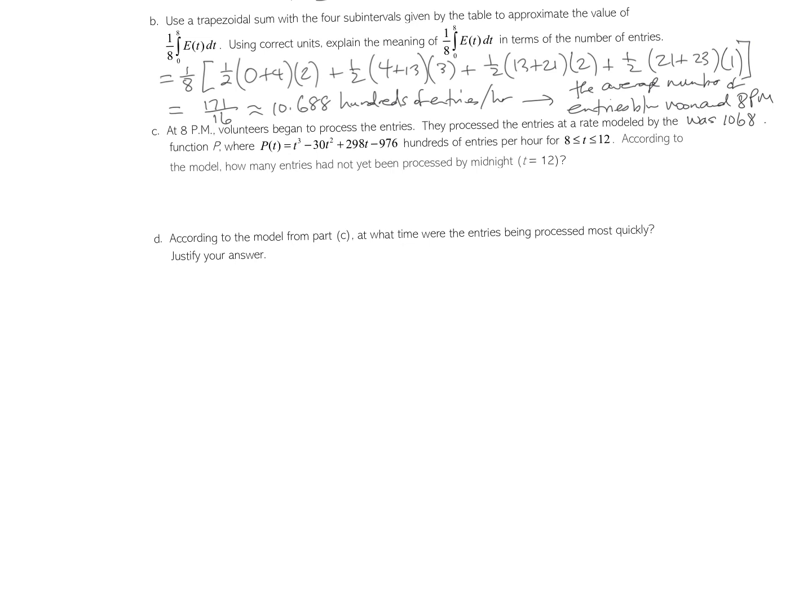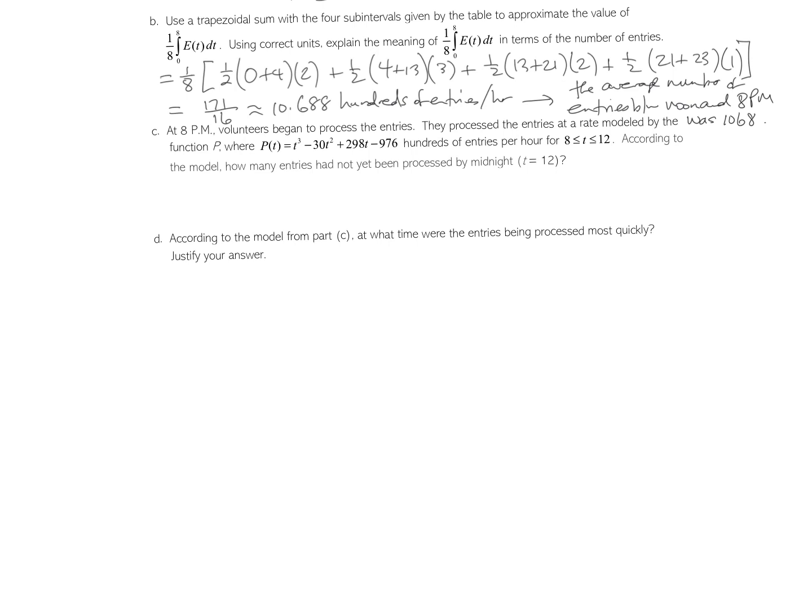So now at 8 p.m., volunteers began to process the entries. They processed the entries at a rate modeled by P of t equals t cubed minus 30t squared plus 298t minus 976 hundreds of entries per hour from 8 to 12. According to the model, how many entries had not been processed by midnight?